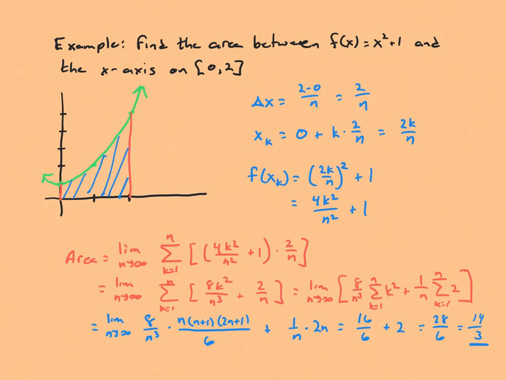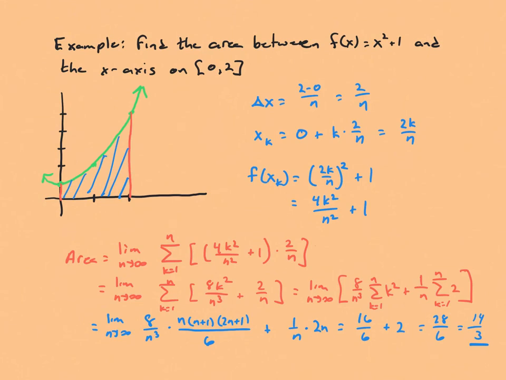And at this point, you still have to remember your formulas. The sum as k goes from 1 to n of k squared is going to be n times n plus 1 times 2n plus 1 over 6. So this portion right here is equal to 8 over n cubed times n plus 1 times 2n plus 1 over 6. This part right here, the sum as k goes from 1 to n of 2, is just going to be 2 times n. So this portion right there will come out to be 1 over n times 2n.